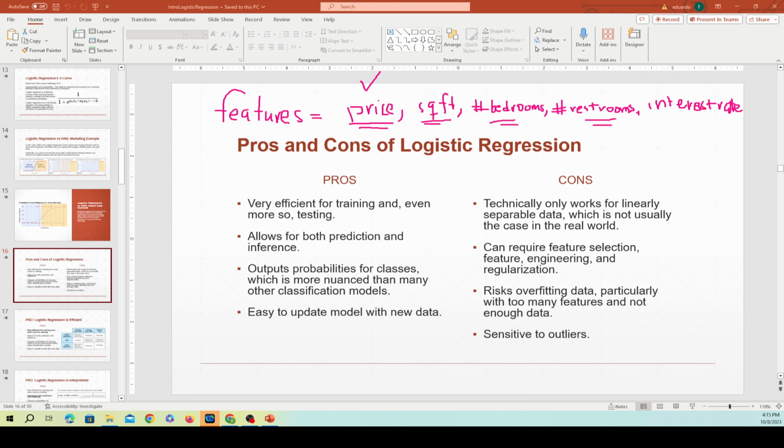And then there's also regularization. Some of the cons are the risk of overfitting the data, particularly with too many features and not enough data. But that comes with every single system. You're always afraid of overfitting, so you have to be careful not to overfit. So you have to be able to select the proper features and do feature engineering. It can also be sensitive to outliers. So we saw that this was very sensitive to outliers.